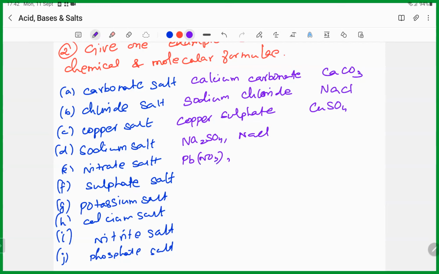NaNO3, or KNO3. வேற என்ன எழுதலாம்? NH4NO3, anything you can write.